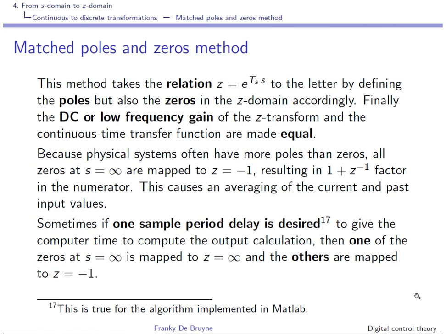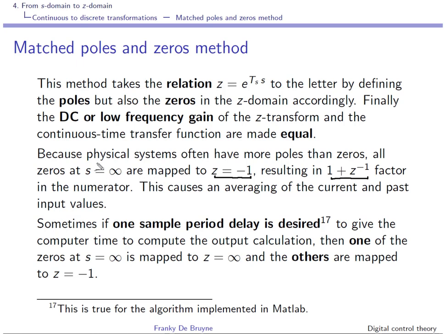Well, remember that most physical systems have more poles than zeros. There is a pole zero excess d. Okay, so this is something that we have seen. So you have a zero at infinity. Well, the idea here is that this zero at infinity is mapped to a zero at z equals minus 1. This results in a factor 1 plus z^-1 in the numerator. And you can see this as kind of averaging the current and the past input values.